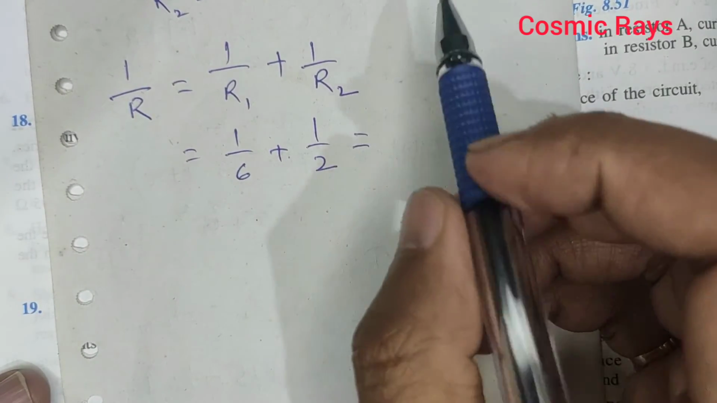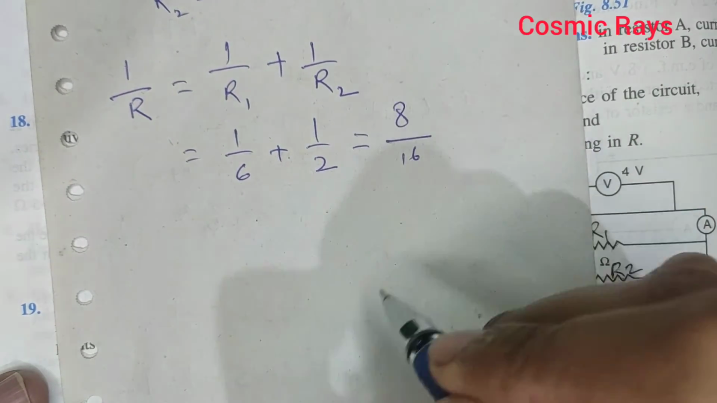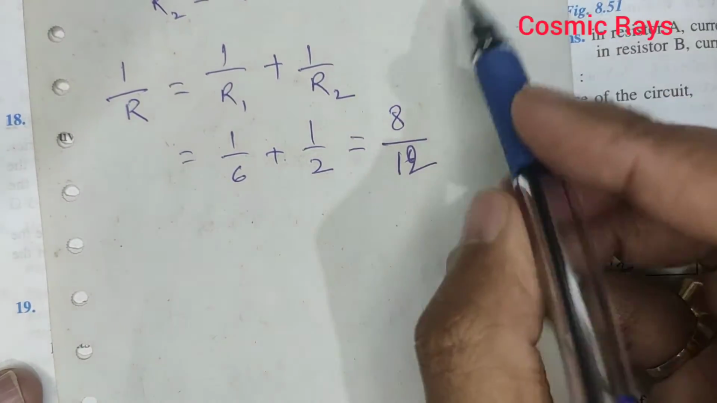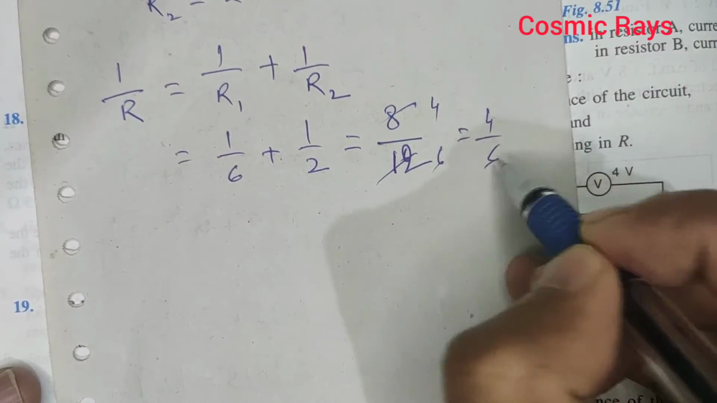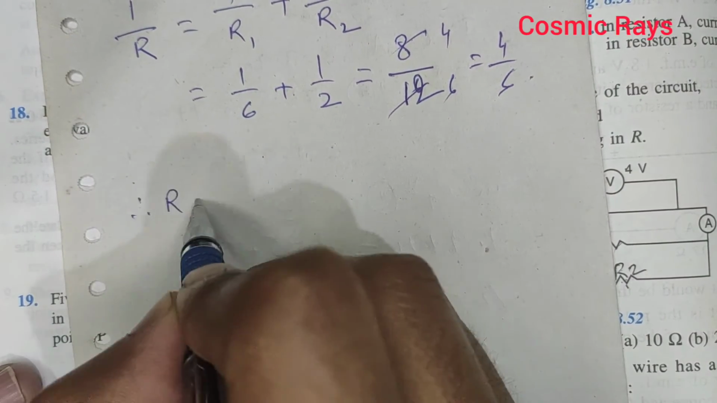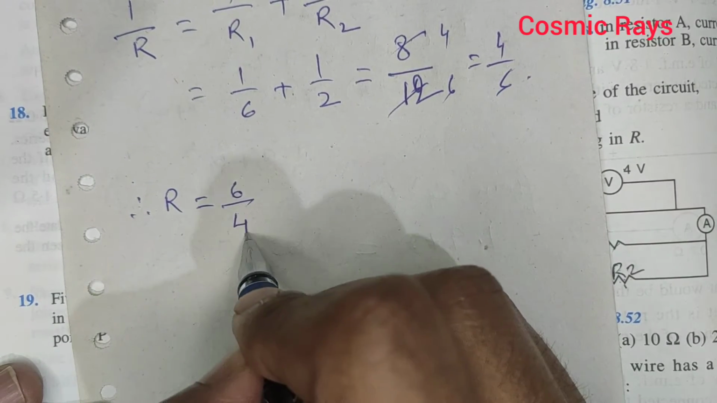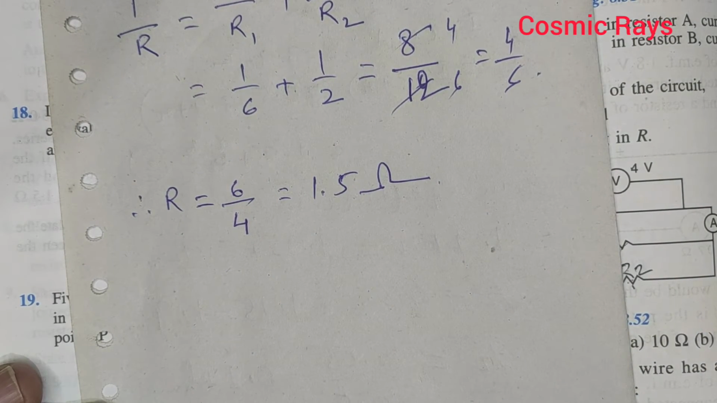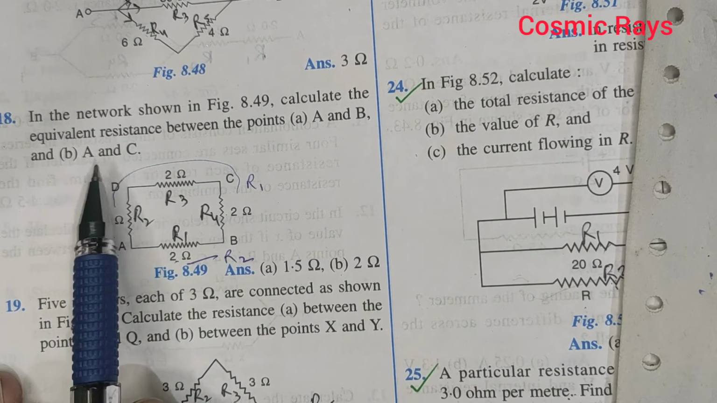So this will come as 12... yes. So 4 by 6. But this is 1 by R. We have to find out the value of R. So therefore R is equal to 6 by 4. That is 1.5 ohm.